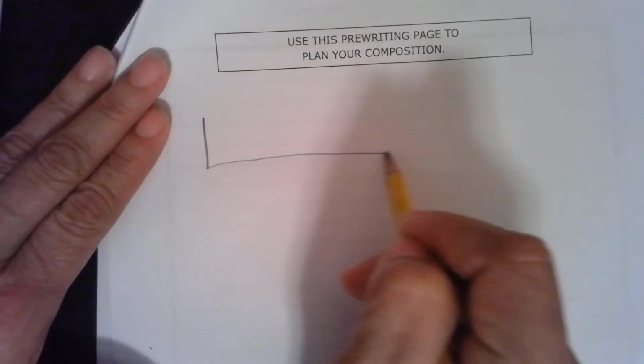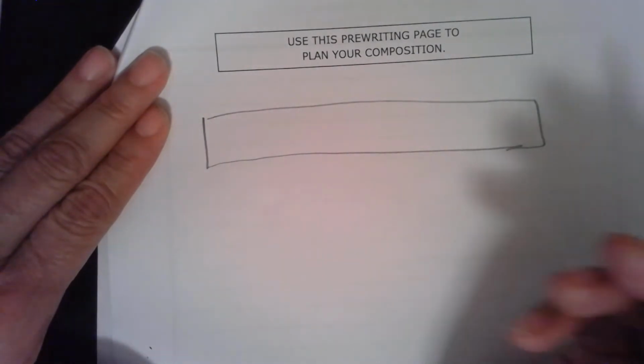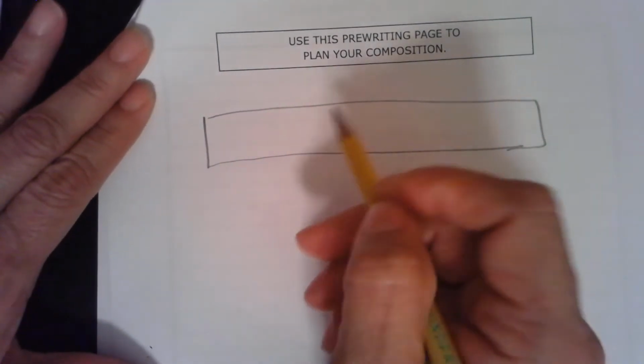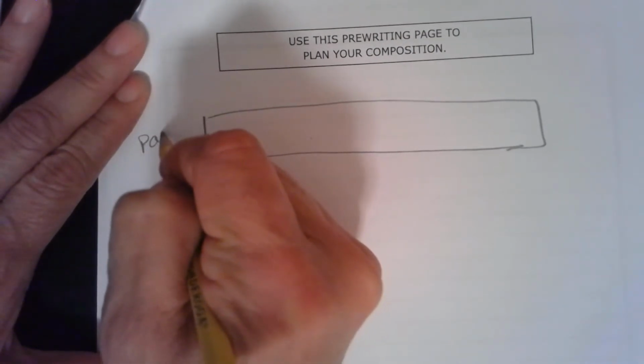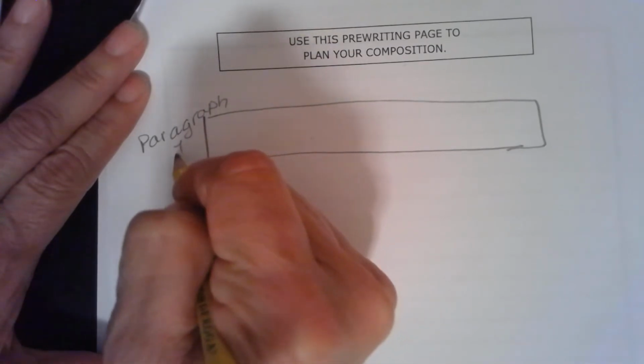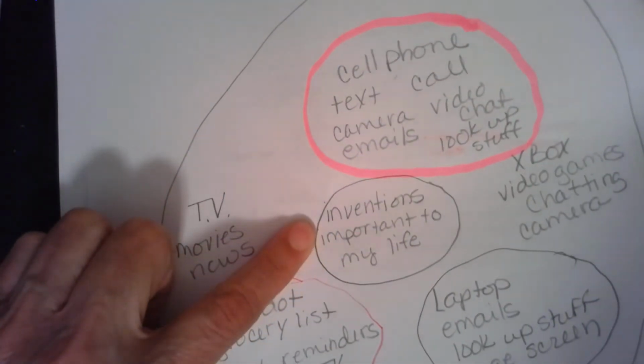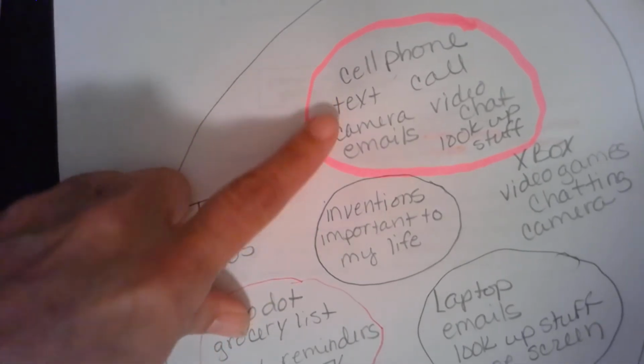So the first step we're going to do is we're going to make a long rectangle. And this is going to be our introduction, which will also be paragraph 1. What I tell my students, the rule of 4th grade writing is 4th grade 4 paragraphs. And this is going to be our introduction. And all we're going to do is take what we've already written and we're going to say the cell phone, the invention of the cell phone is important to my life.